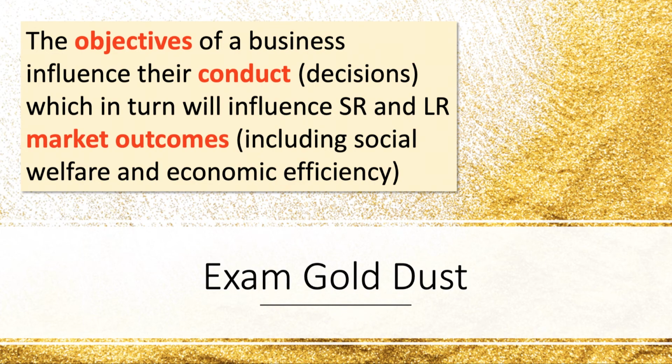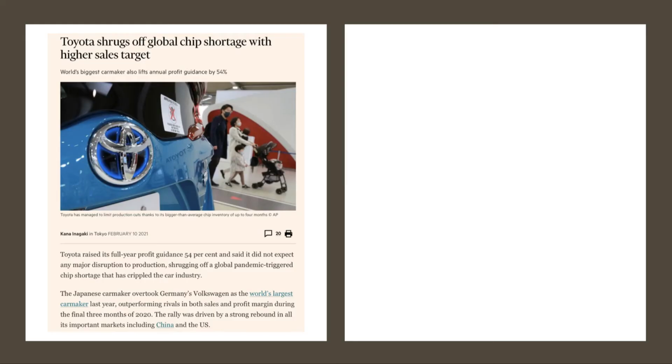Key point from the exam perspective is that the objectives of a business, the aims of a firm, will influence their conduct, their day-to-day decisions about pricing, for example, which in turn will influence both the short run and the long run market outcomes. And those outcomes could be hugely important, including, for example, the consequences for social efficiency, social welfare and economic efficiency.